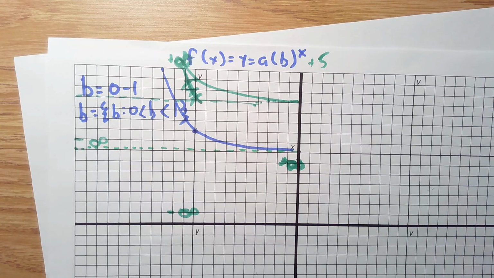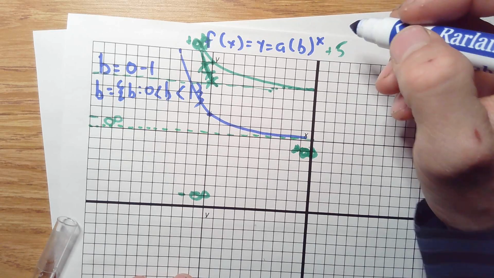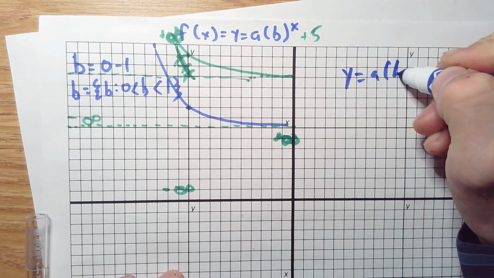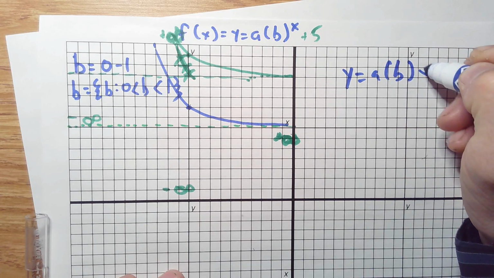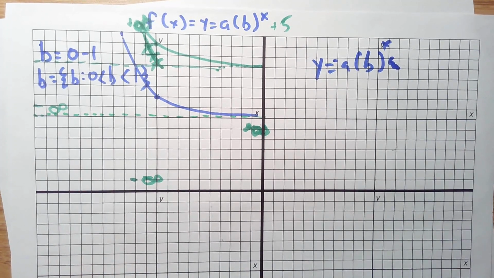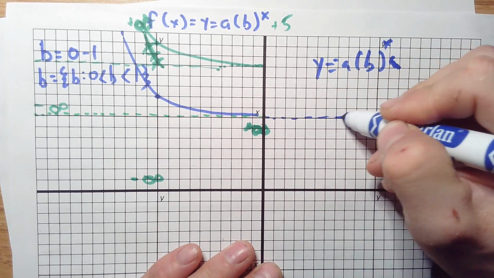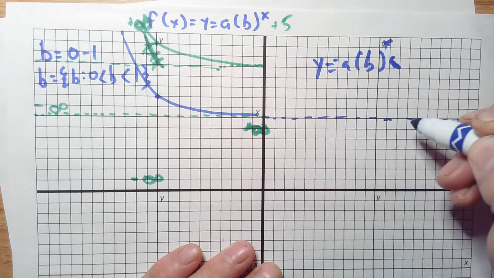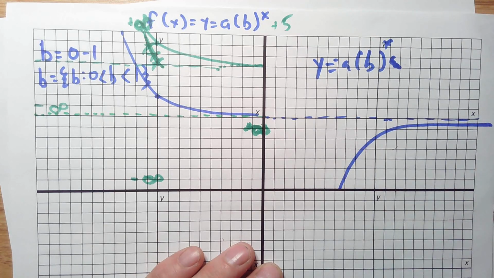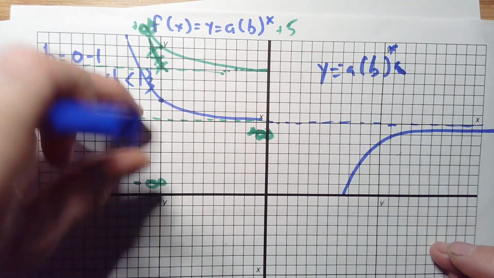Now what happens if I put a negative sign in front of this whole thing? Let's say I have y equals a times b to the x, but instead it's negative. It's the same thing except it's flipped. It'll be something like this. It's going to take this and flip it, making every value negative.